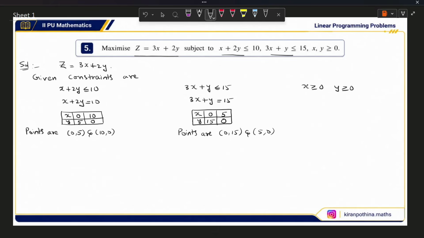Understood now? First step is after writing inequality, write the equation. After writing the equation, substitute x value, you will get y value. Substitute y value 0, you will get x value. Note down the points and then we will do the checkpoint. This is a must and the main important thing in this question, that is the checkpoint. For the checkpoint, we will consider 0, 0 as our checkpoint.